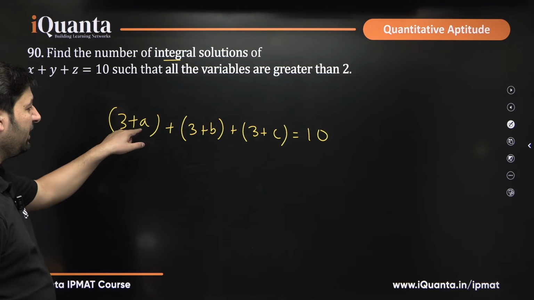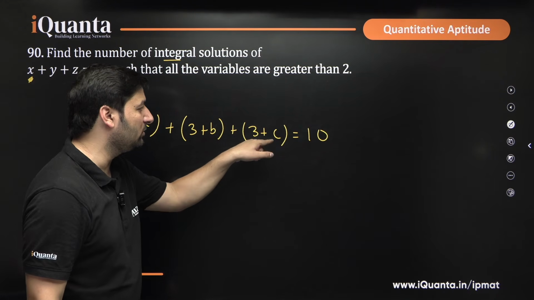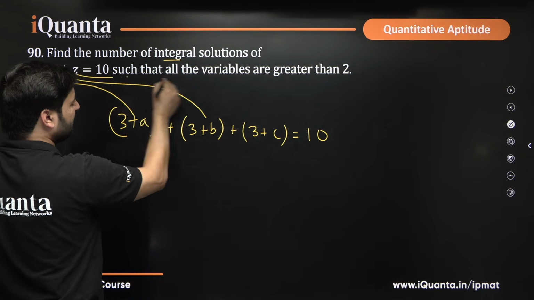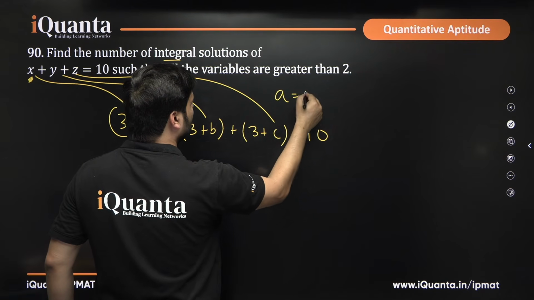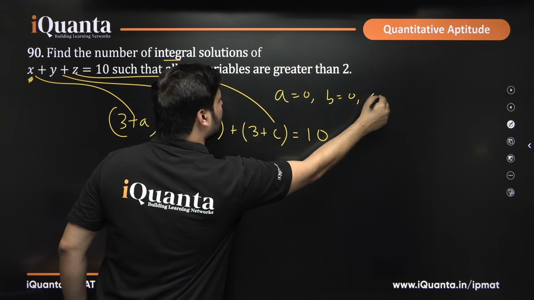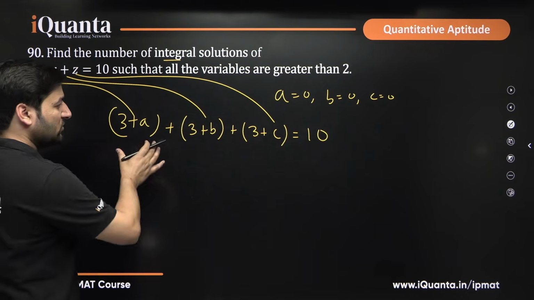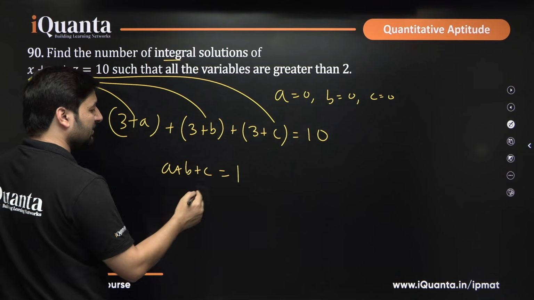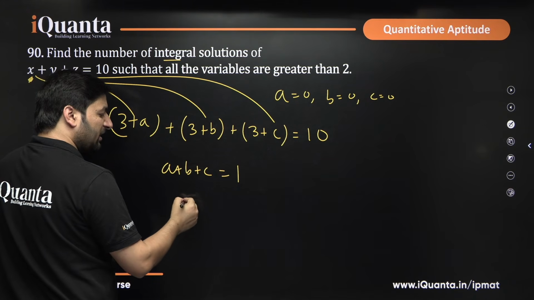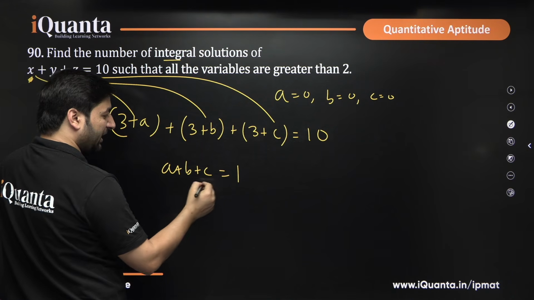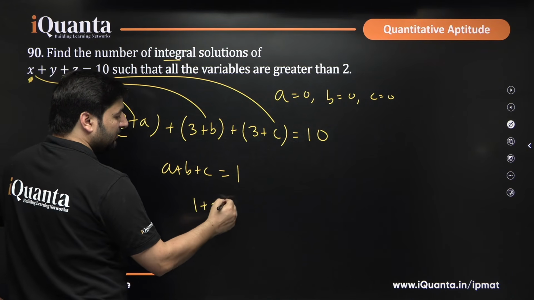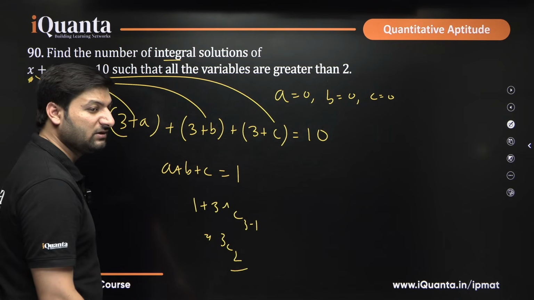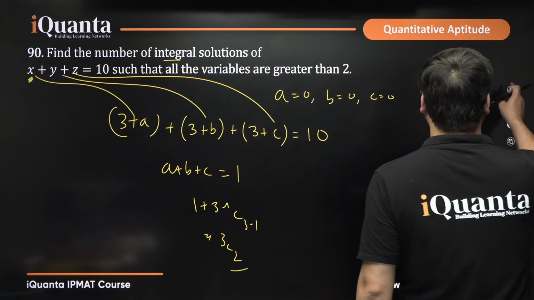Now even if you put a equals to 0, b equal to 0, c equal to 0, aren't you getting x greater than 2, y greater than 2, z greater than 2, even when you have a equal to 0, b equal to 0, c equal to 0, right? Yes or no? So that means 0 is allowed. So that means a plus b plus c, 3, 3, 3, 9, 10 minus 9 is 1. The a, b, c 0 are allowed, that means we have to find out non-negative integral solutions. So n is 1, n plus r minus 1 is 3 c r minus 1, that means 3c2. That's your answer. Okay, easy question.